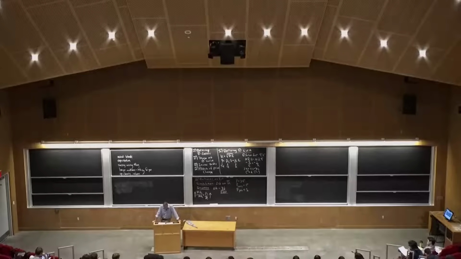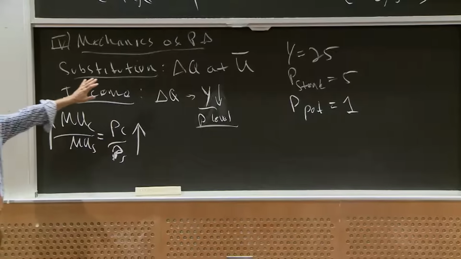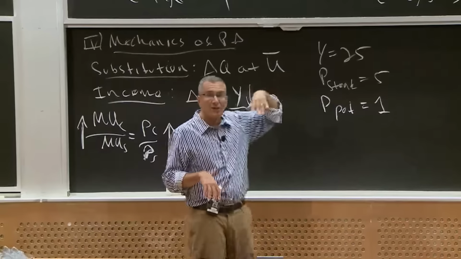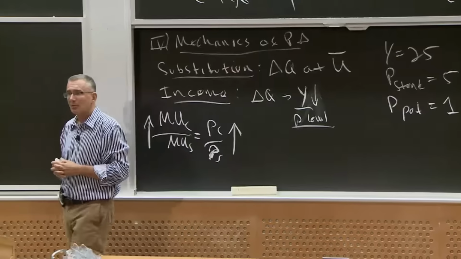And let's say your preferences are such that you end up at point A. You choose to have 3.5 steaks and 7.5 potatoes. Okay, once again, I just got that through the magic we showed you last time. This is constrained optimization. I'm not writing down the utility function. I'm just going right to the results. But you know how to get there.